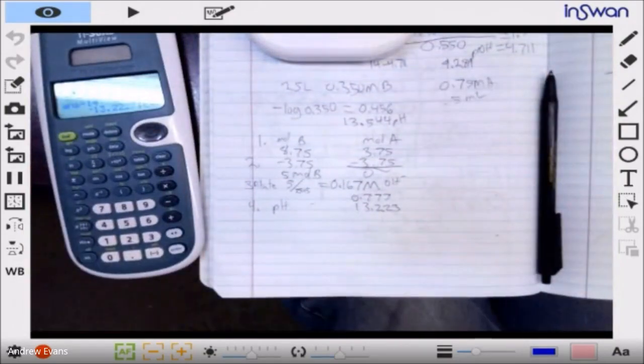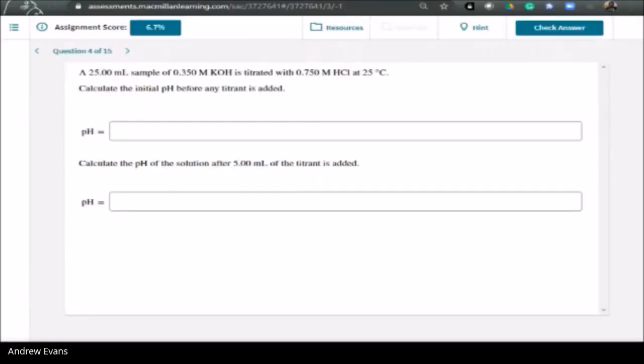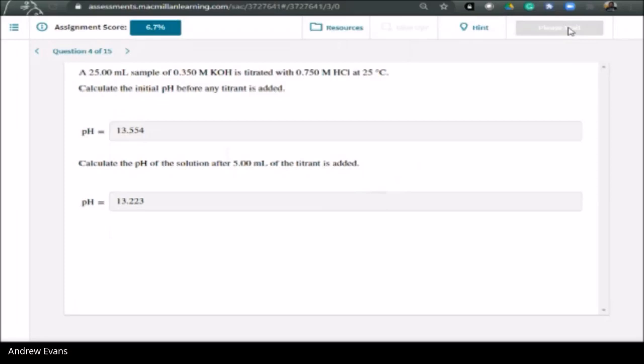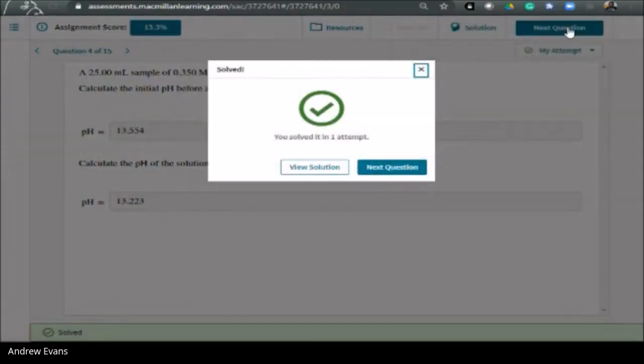So for our two problems, there are two answers: 13.544. And then once I added 5 mL, I had 13.223. So for a strong base with a strong acid, the pH didn't change very much. Once you get to the equivalence point, the pH drops drastically to 7.